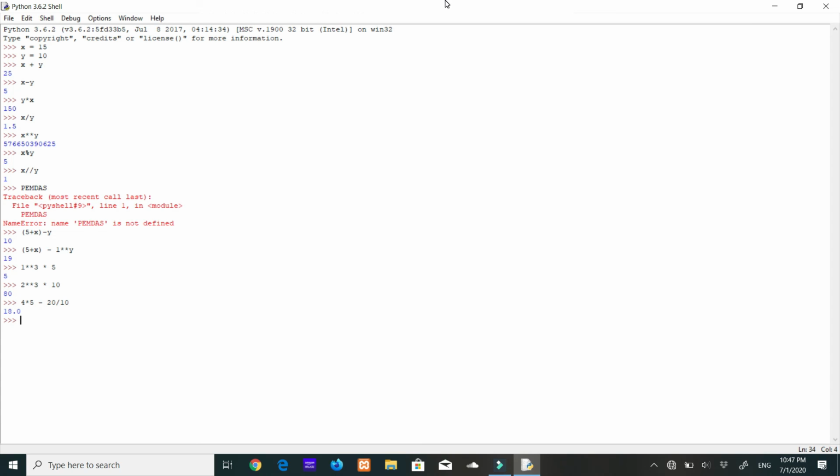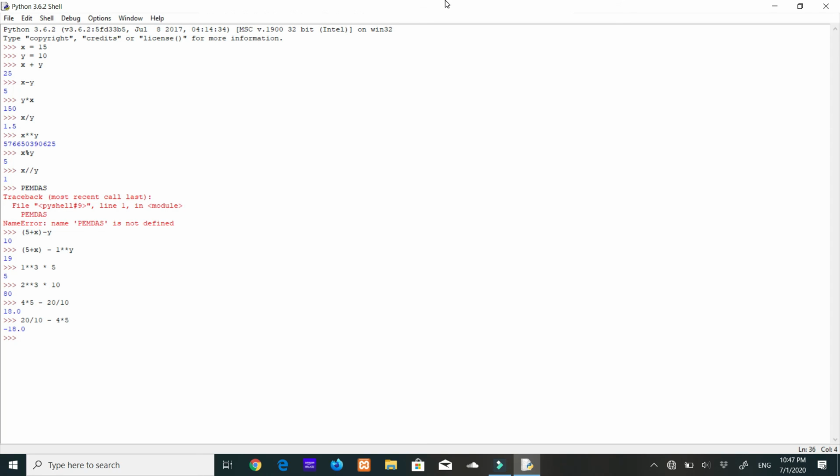Vice versa, if we have 20 divided by 10 minus 4 times 5. Remember, multiplication and division are the same order of precedence. So in that case, Python evaluates them from left to right. So we'll do the division first and then do the multiplication, which is why we end up with minus 18 instead of 18 as we did before.